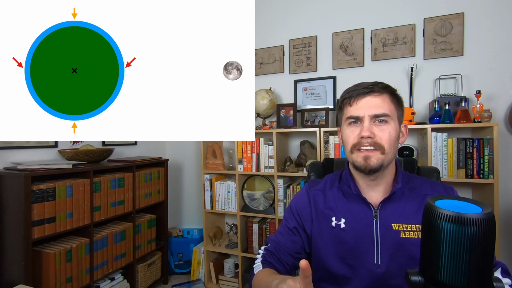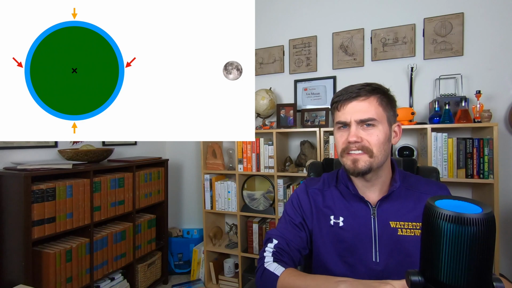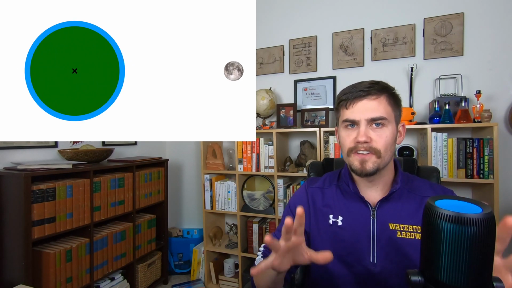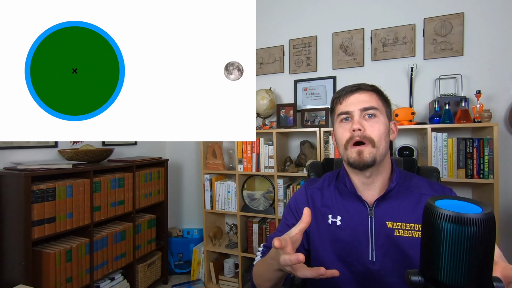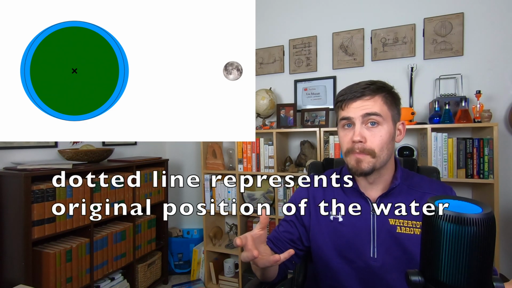But first, I need to explain how there can be a high tide on the opposite side of the planet. When you try to visualize this, it implies that the water on the opposite side of the moon is being pulled away from the moon.